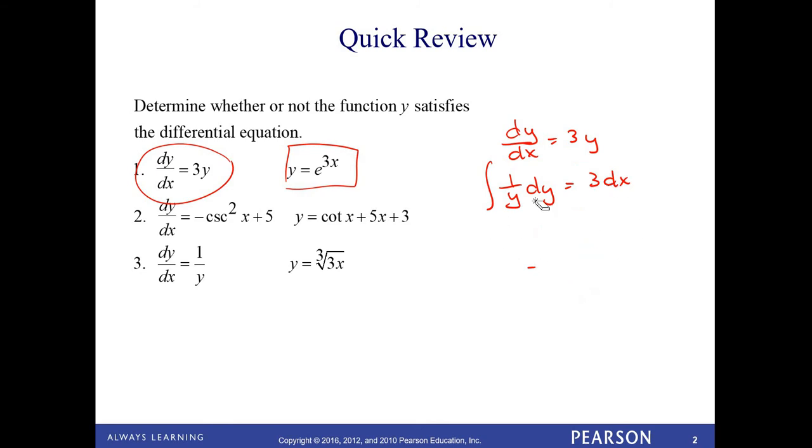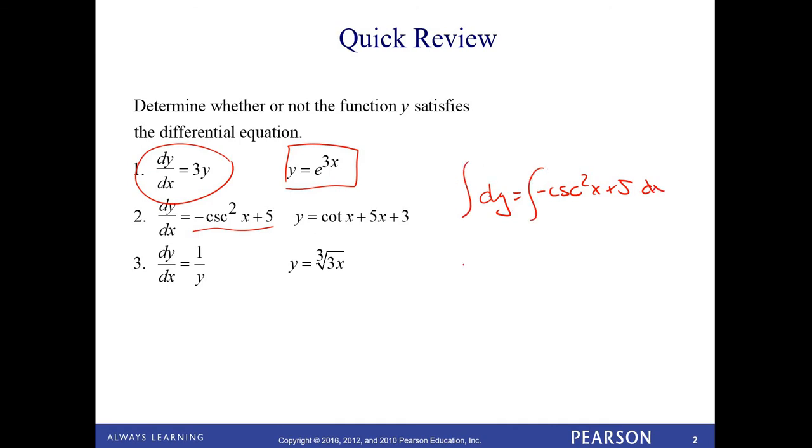Okay, so number 2, working the same method. There's only x's here, so I can leave everything on the right. dy equals negative cosecant squared x plus 5 dx. I'm just looking for the antiderivative. So y would equal cotan x plus 5x plus some value c, so 3 is fine.